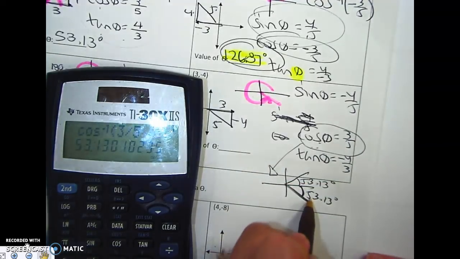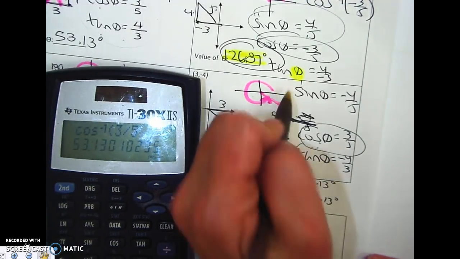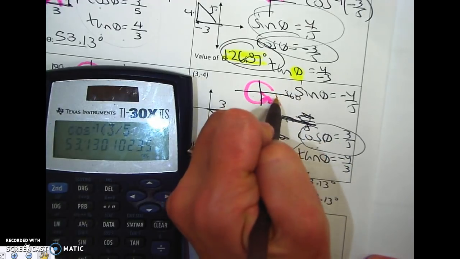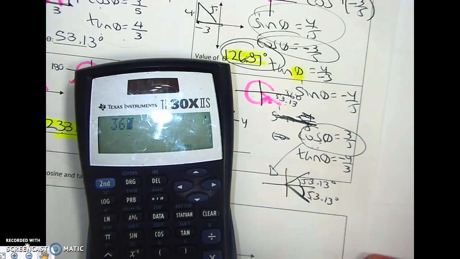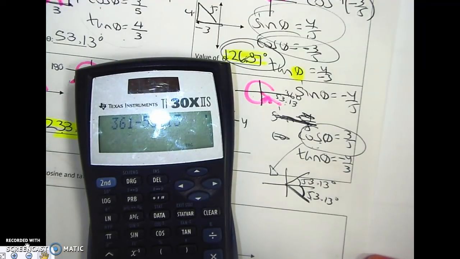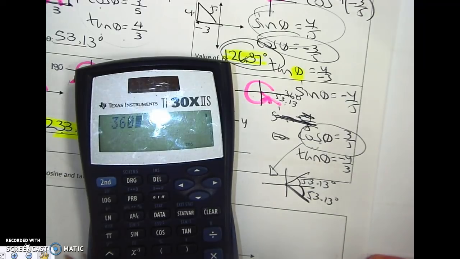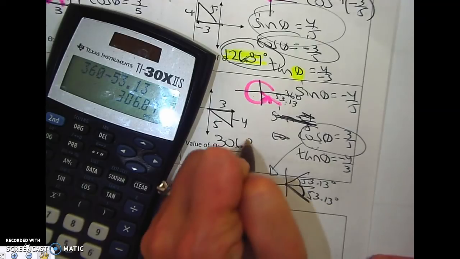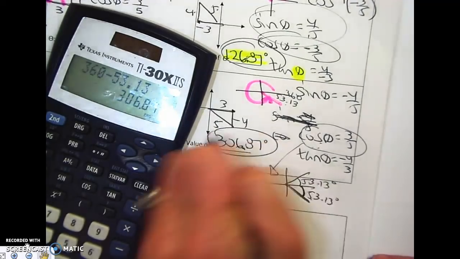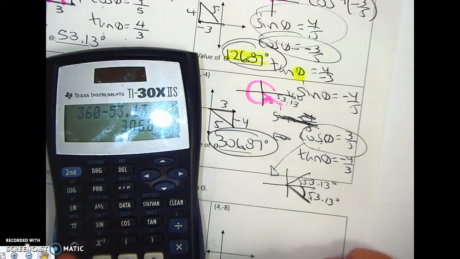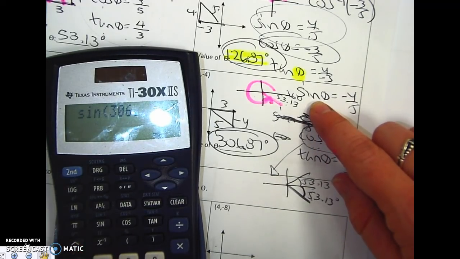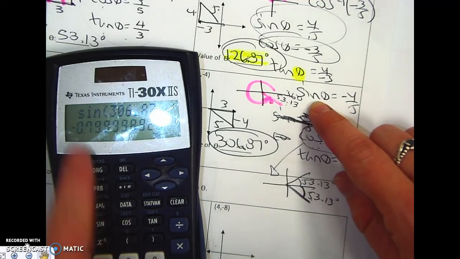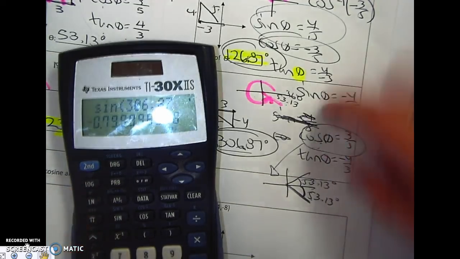Okay? And when I use that as a reference angle, knowing that it's in the fourth quadrant, I'm really going to go 360 minus 53.13. So 360 minus 53.13, boom, 306.87 degrees. And then I can check it. So I'll do the sine of 306.87, and I get negative 79 cents, which is like 80 cents, which is 4/5.